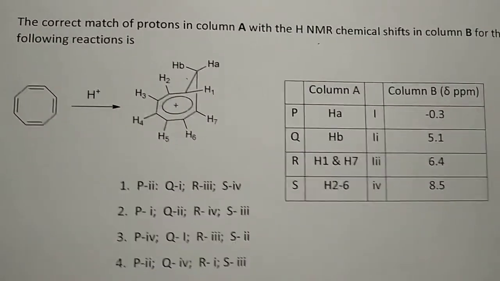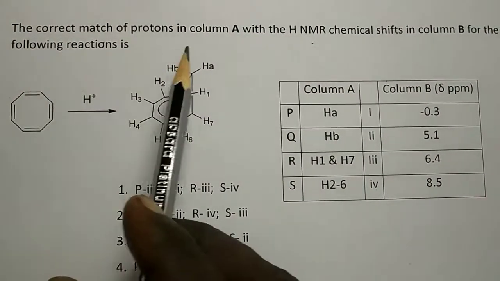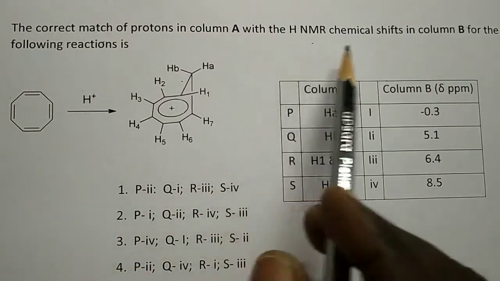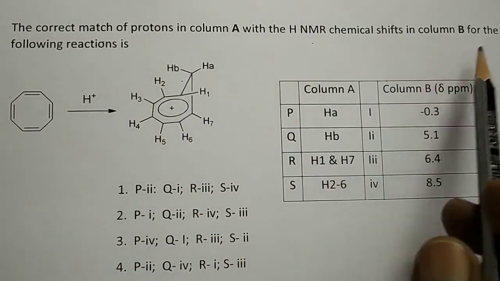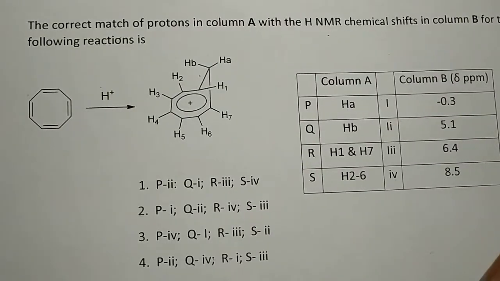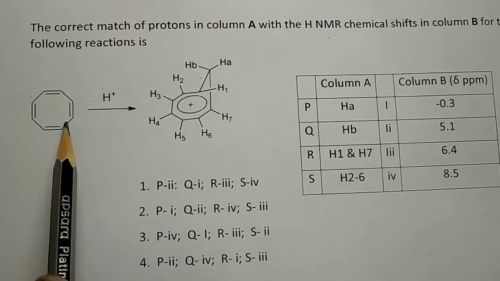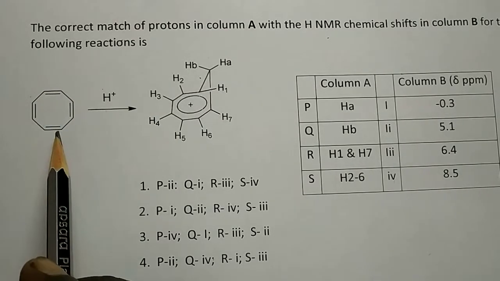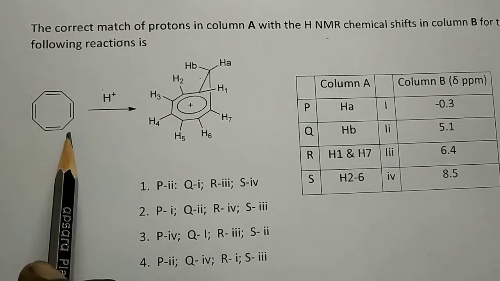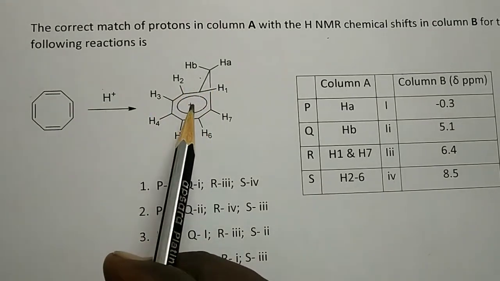This was asked in 2018. The correct match of the protons in column A with the proton NMR chemical shift in column B for the product of the following reaction. Here is the reaction: cyclooctatetraene, a non-aromatic compound. The tub-shaped non-aromatic compound is treated with a proton. It gives a cation.